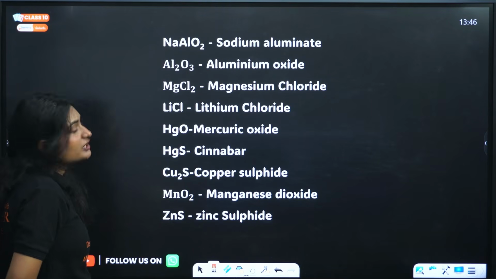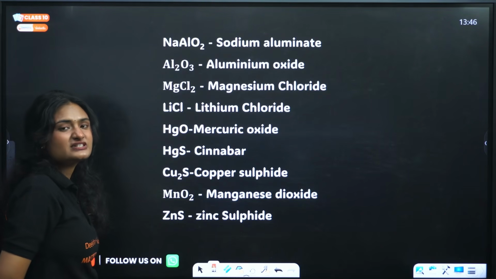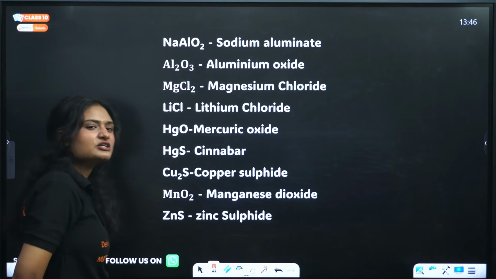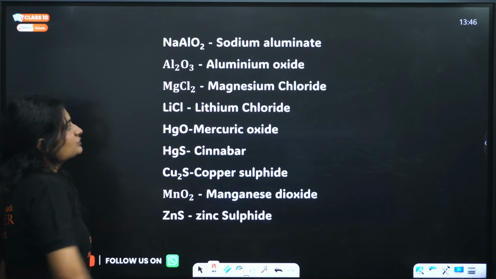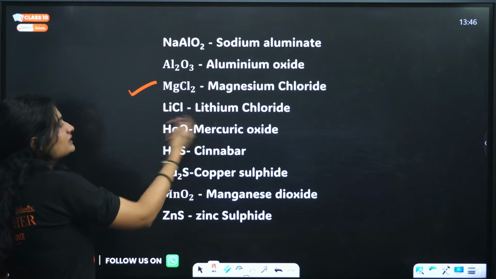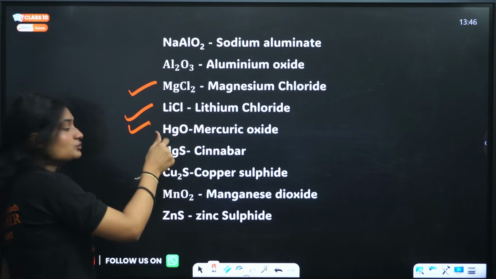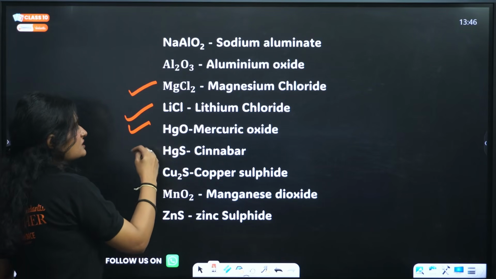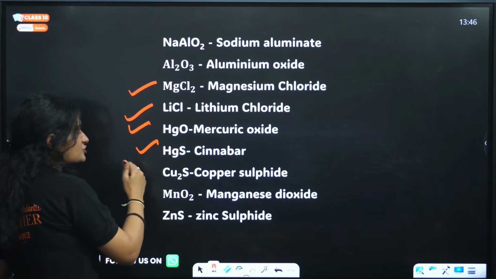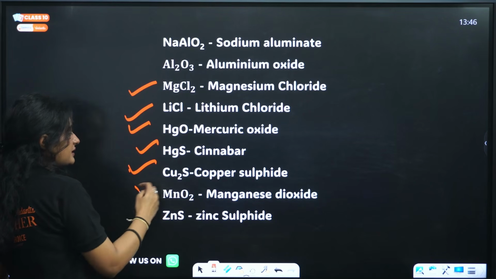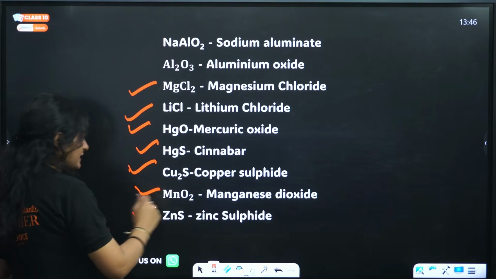Moving on, sodium aluminate, NaAlO2, which is formed by the combination of aluminum with sodium hydroxide. Aluminum oxide Al2O3, magnesium chloride MgCl2, lithium chloride LiCl, mercuric oxide HgO, both have a valency of 2. Cinnabar is an ore of mercury, HgS, copper sulfide Cu2S, manganese dioxide MnO2, zinc sulfide ZnS.